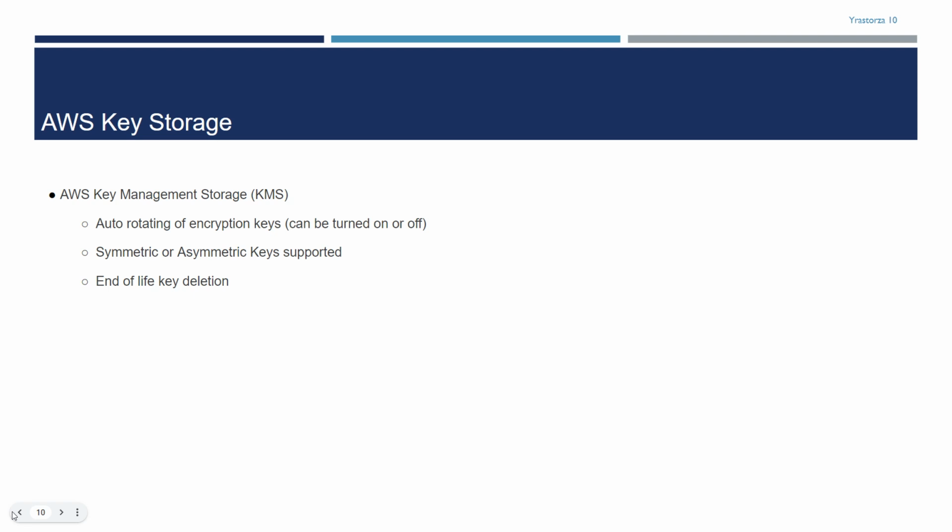Amazon key management storage in conjunction with server-side encryption uses automated rotation of encryption keys, and this can be turned on and off. Supports both asymmetric and symmetric keys. You can create your own encryption using the customer master keys, CMKs, and you could also use the AWS key management service default encryption keys.